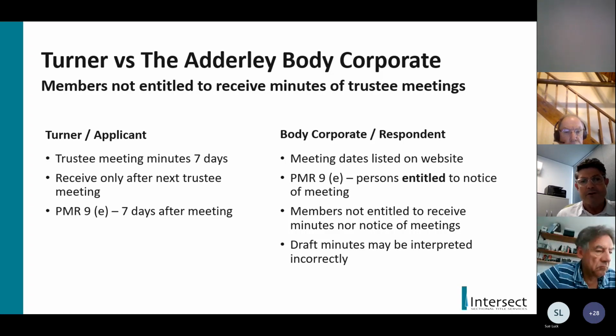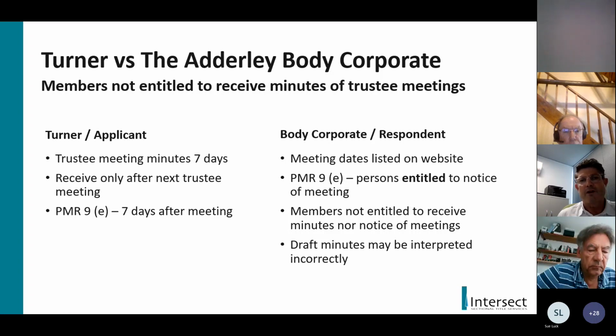So what actually happened after that? The parties agreed not to continue with this backwards and forwards and involving CSOS, and agreed that the trustee meeting minutes would be supplied to the owners. What's interesting here is that owners are entitled to attend trustee meetings. Obviously, there are certain restrictions in terms of their participation. For instance, they can't vote on items that are discussed at the meeting.